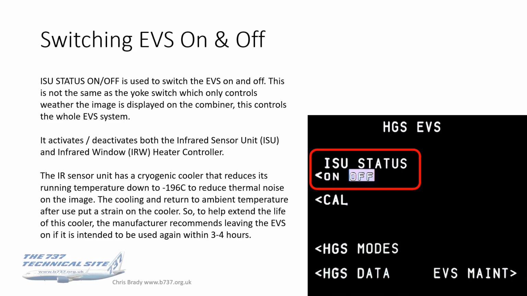Now, a word on that infrared sensor unit. I spoke earlier about the theory of it, and it's sensing heat, radiated heat. Well, in order to do that from the very low levels of heat that objects give off, the whole unit, the camera unit, has got a cryogenic cooler that reduces its running temperature down to an incredible minus 196 degrees centigrade. And it does this to reduce thermal noise on the image.